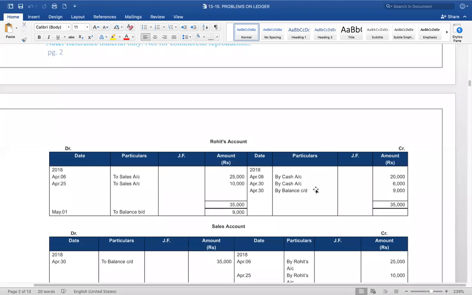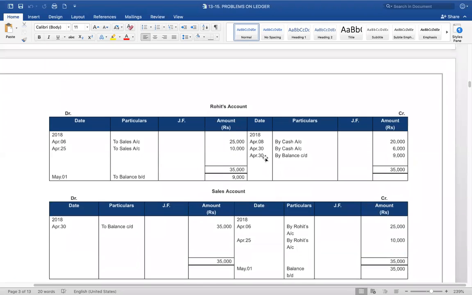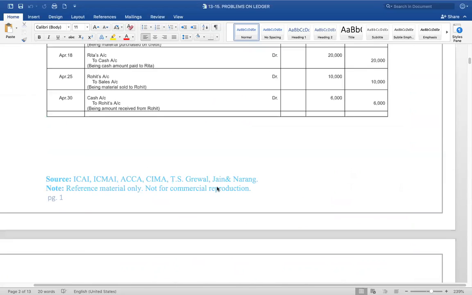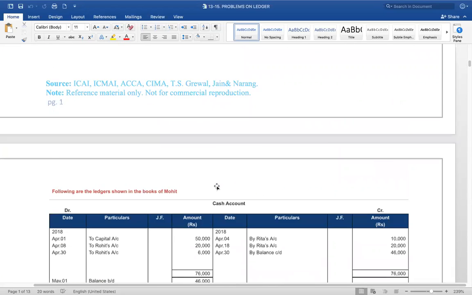Against that, write down by balance carried down, and put the last day of the accounting period. What was closing last year will become opening on the first day of the next accounting period. Right here 9,000, and right against that to balance brought down 9,000. That's the end of the solution.